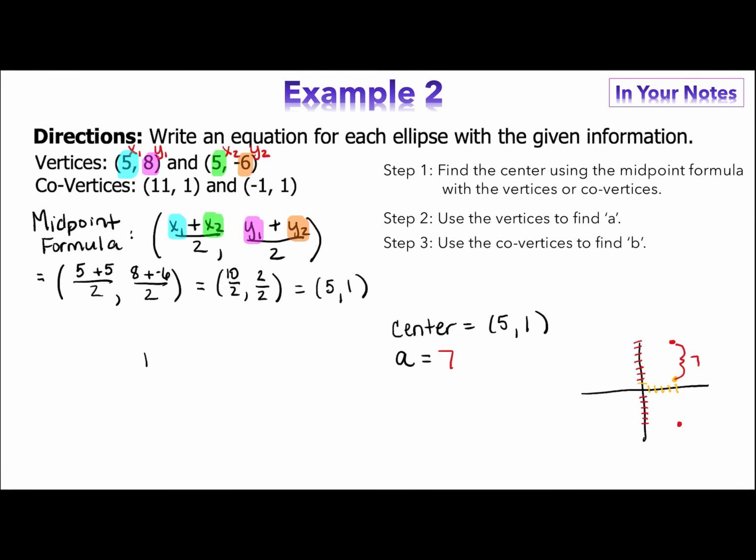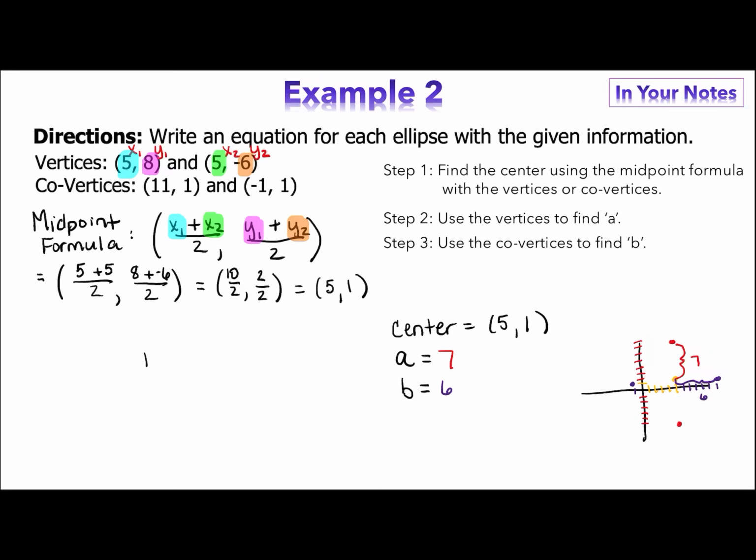Now we're going to do the same thing again, but this time with the co-vertices. So step 3 is use the co-vertices to find B. So our co-vertices are as follows. I'm going to plot those 2 points. Now what I need to do is find the distance from here to here. That distance was 6. So that means that B is 6.